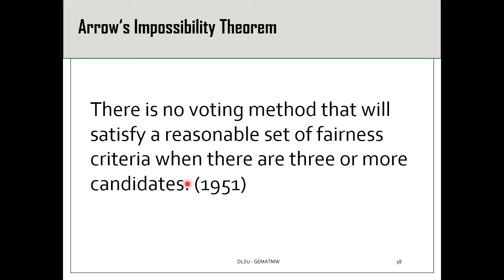Now, the next theorem is called Arrow's impossibility theorem. In the last video, we asked if there is a voting method that satisfies a reasonable amount of fairness conditions. As it turns out, there is no voting method that will satisfy a reasonable amount of fairness criteria, especially if there are three or more candidates or options.